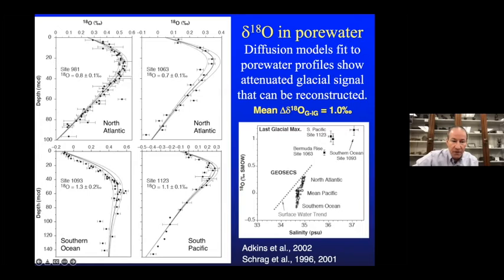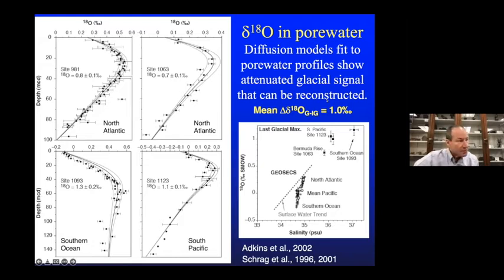And then in very long cores, we measure the delta O18 below the seafloor, and use modeling to evaluate the diffusion of that signal as the water molecules mix up and down. Those estimates converge on a delta O18 of the glacial ocean that is 1 per mil higher than it is today, 1 part per thousand.